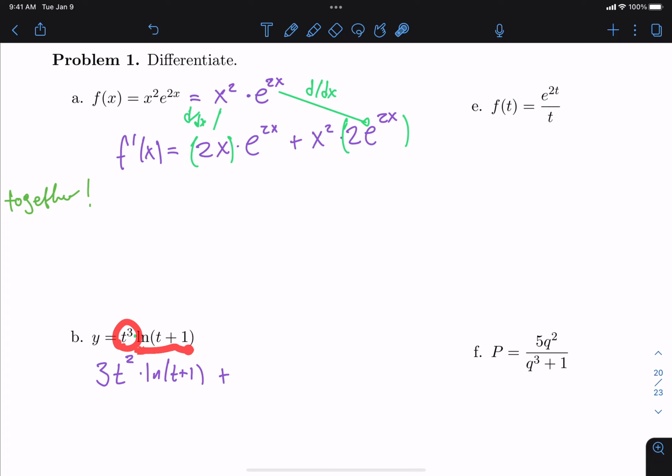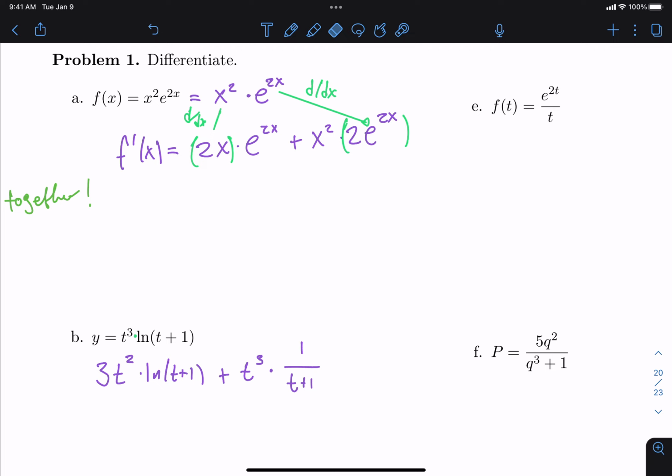I have to swap the roles, right? So now comes t cubed, and we multiply that times what? Now I got to do the derivative of ln of t plus 1. How do I do that? Chain rule? Yeah, chain rule. Although it's sort of a trivial chain rule because of the following. You would do 1 over t plus 1, and then what would you multiply by? You'd multiply by the derivative of t plus 1, which is just 1. Okay, so it actually just goes away. So it would be t cubed times 1 over t plus 1.